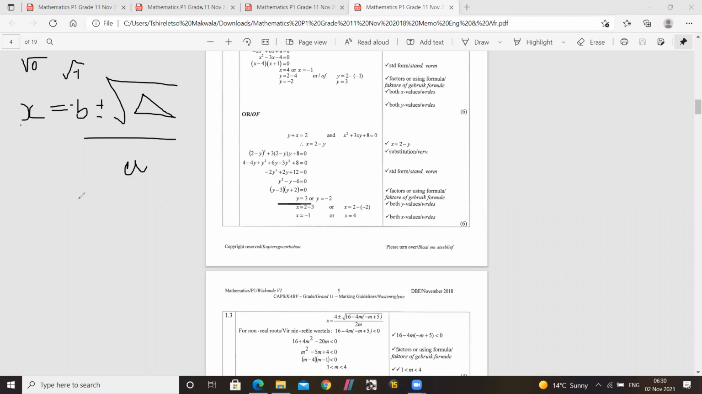Now let's assess it further. Obviously if delta is negative, it won't work. So if delta is a perfect square, what will happen? Let's say delta was 25, maybe, or 36. Those are perfect squares. What will happen? Under the square root, you're going to get a rational number.